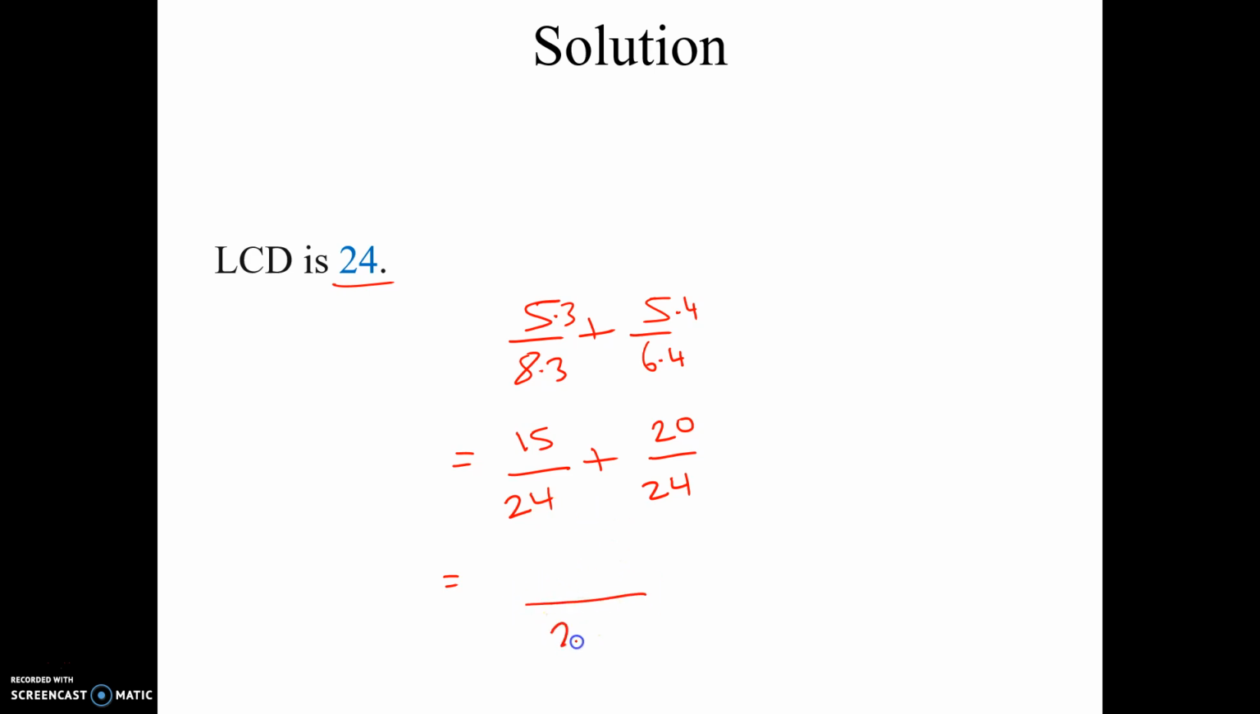Once we have a common denominator, you write that over one fraction. This gives us 35 over 24. Let's try to reduce this. Can we find a number that 35 and 24 can both go into? In this case, we cannot, so this is the final answer.